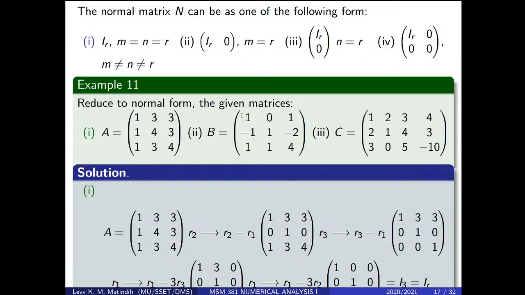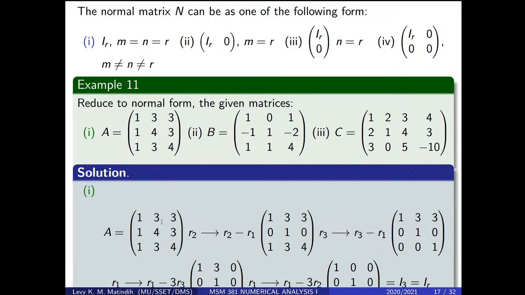Now, let's look at this example number 11. Example number 11, we are saying reduce to normal form the given matrices A, B, and C. So I'm going to look at A. Let's look at matrix A.